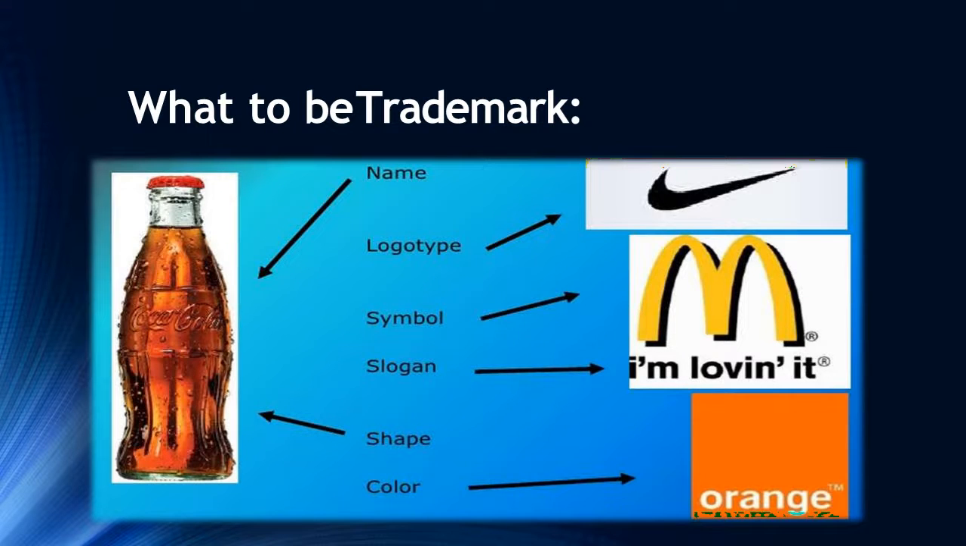These are a few trademarks, like the shape of a bottle of Coca-Cola, the font of Coca-Cola, a right symbol that denotes Nike, again the McDonald's punchline, I'm loving it, and a drink, Orange. These are examples of trademark.